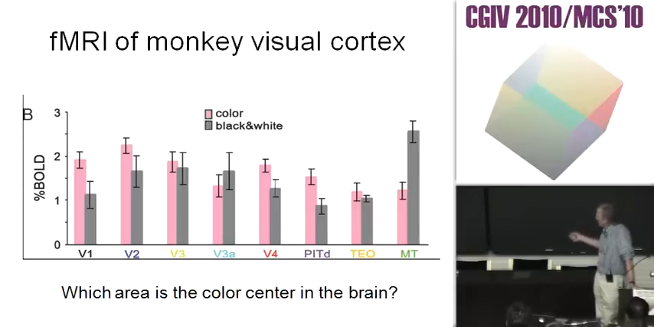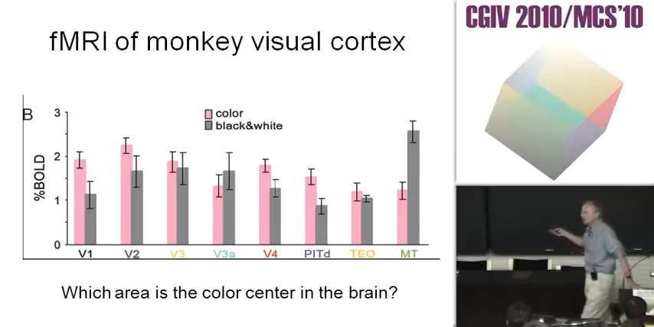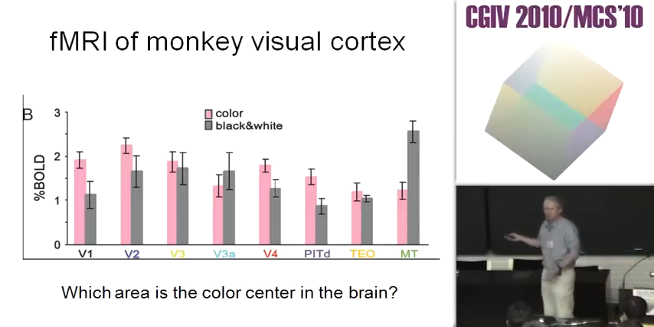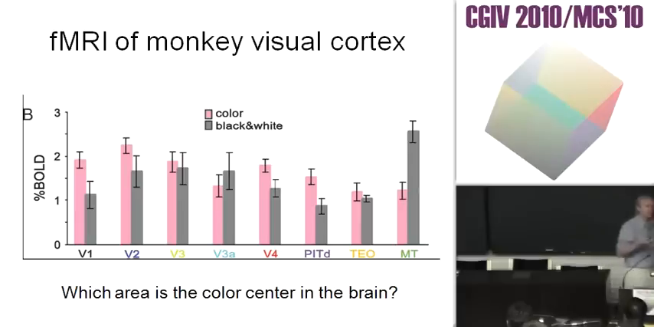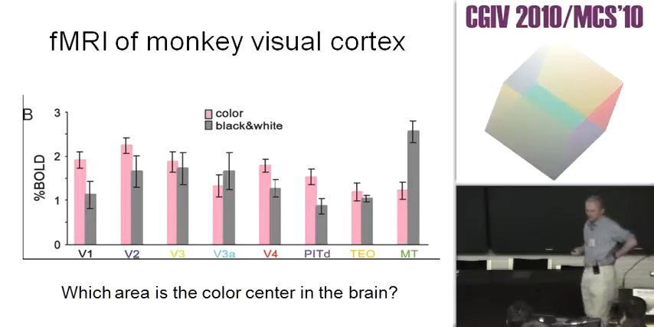But if you want to come up with a color center anywhere else, it's very difficult to say which area you would choose. And just from the magnitude of the response, V1 would be the color center. But of course, V1 does everything. And I think so do all the other areas. So there's not much argument in calling one the color center over the others.